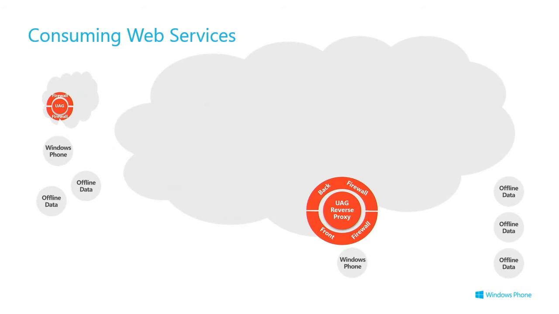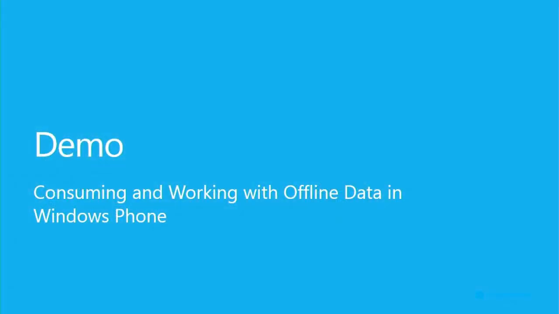And so this is kind of your end state here. You can't see the arrows because they were white. But mobile devices will be calling and hitting the front firewall to talk to UAG, and then they'll pull that data offline. So let's take a look and see what that looks like.